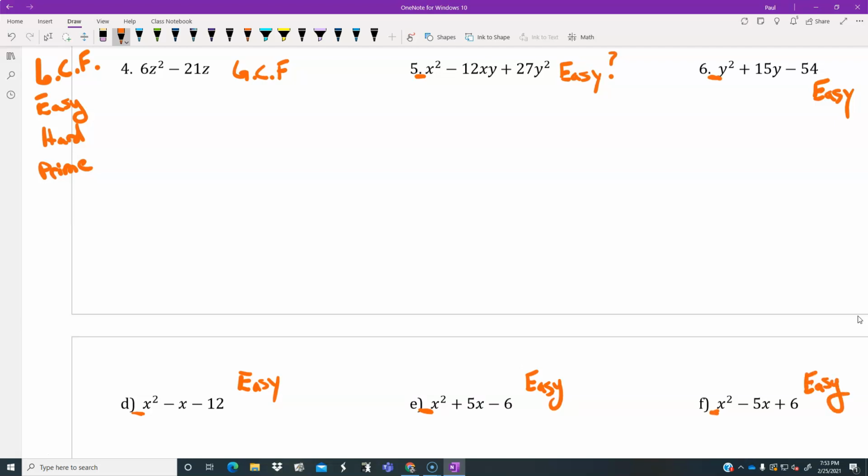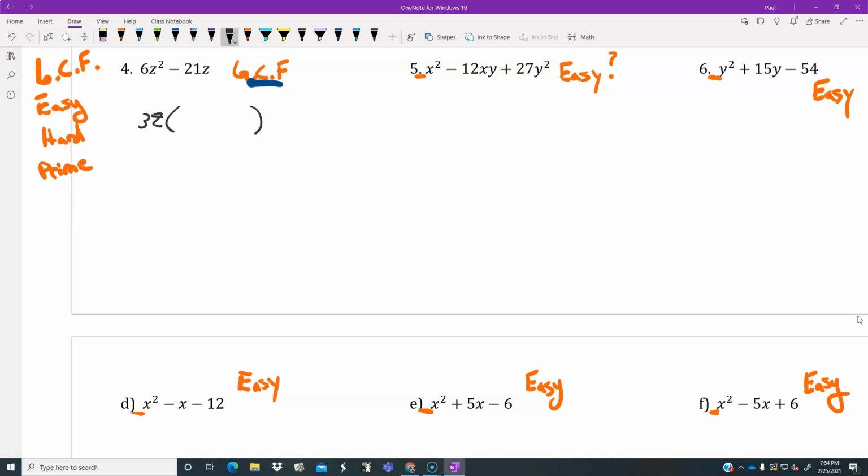Okay? When you see your problems, here's what I'd suggest. Go through and find out what's your best technique before you even go for it and have a plan. What can I take out? I put GCF on this guy. What can I take out of these two ideas? Well, I definitely can see a Z can come out of them. And the number 6 and the number 21 are both divisible by 3.